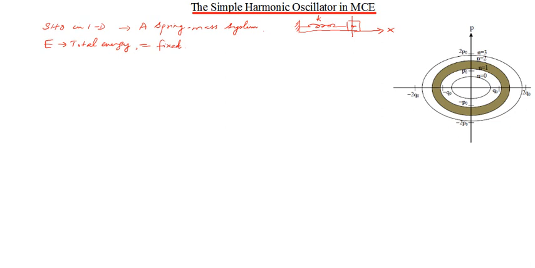Now, the classical Hamiltonian for a simple harmonic oscillator, H as a function of Q and P, would be simply the sum of the kinetic and potential energies, because it's a conservative system. So I can say this is equal to P square by 2m plus half K Q square, where Q is the coordinate, here it will be x.